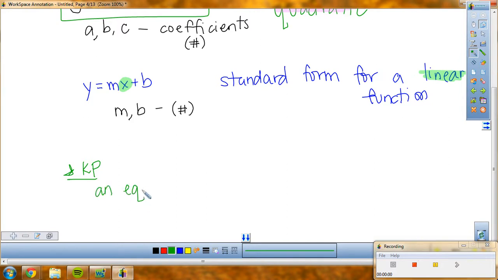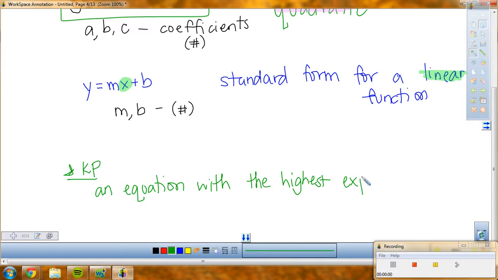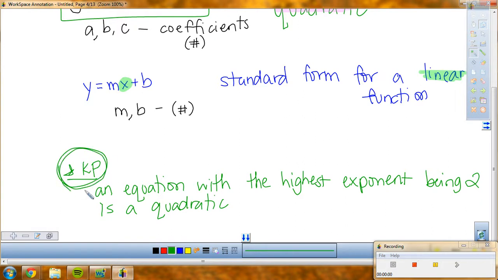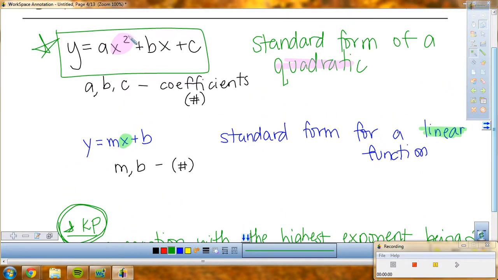Key points. An equation with the highest exponent being 2 is a quadratic. Okay? So this is really important. That's how we know something is a quadratic or not, is when we see this x squared.